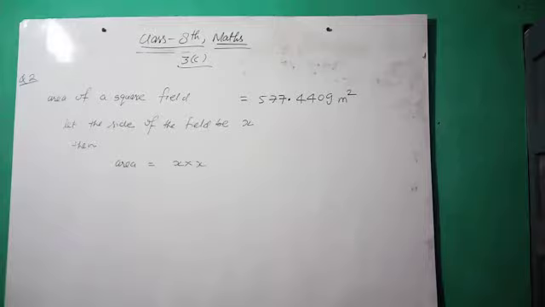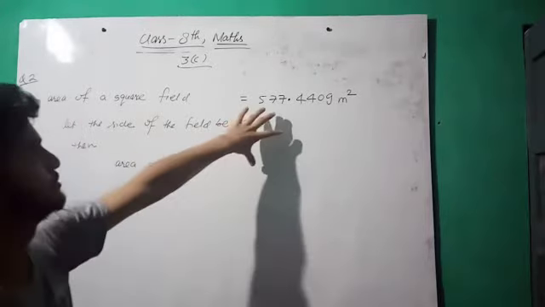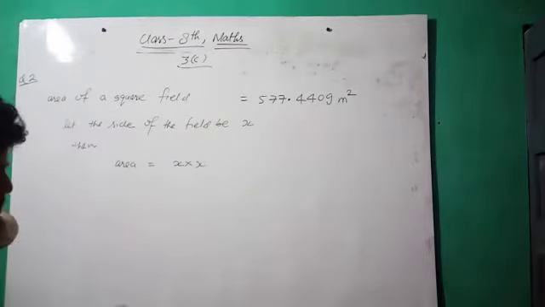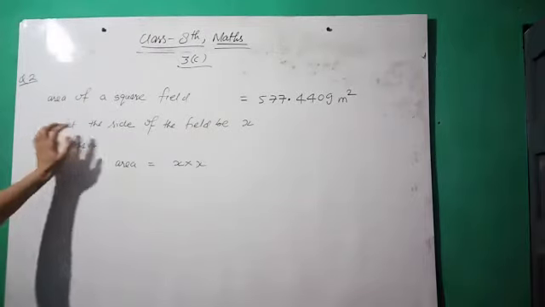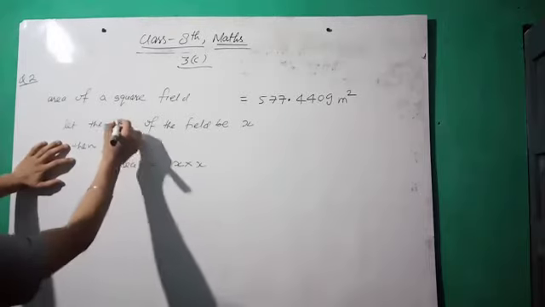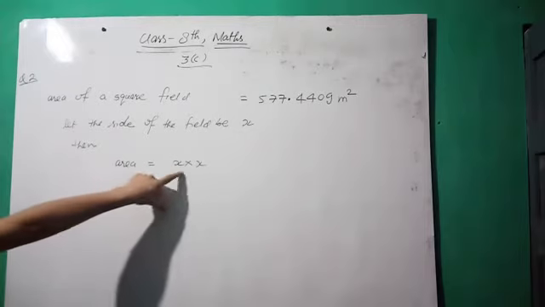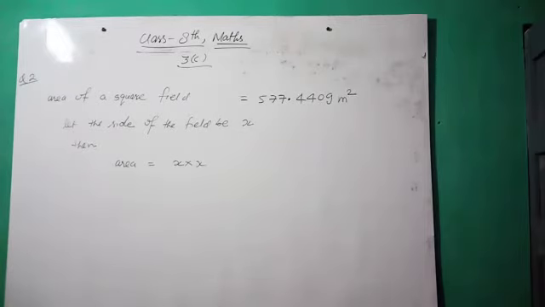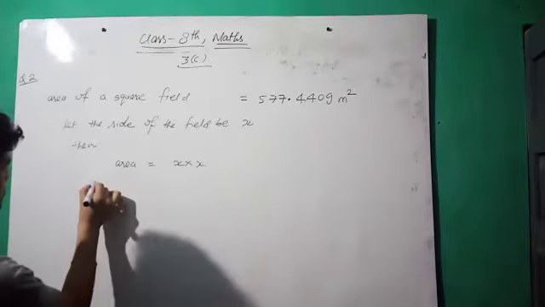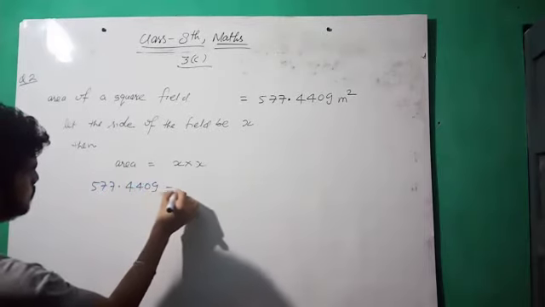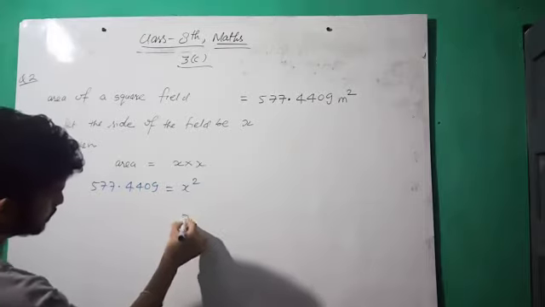We are given that the area of a square field is 577.4409 meter square. Now we have to find out the length of the square field. Let the side of the square field be x, then area equals side into side, which means side square. So x square equals the area, 577.4409. So we have to find out the under root of this.